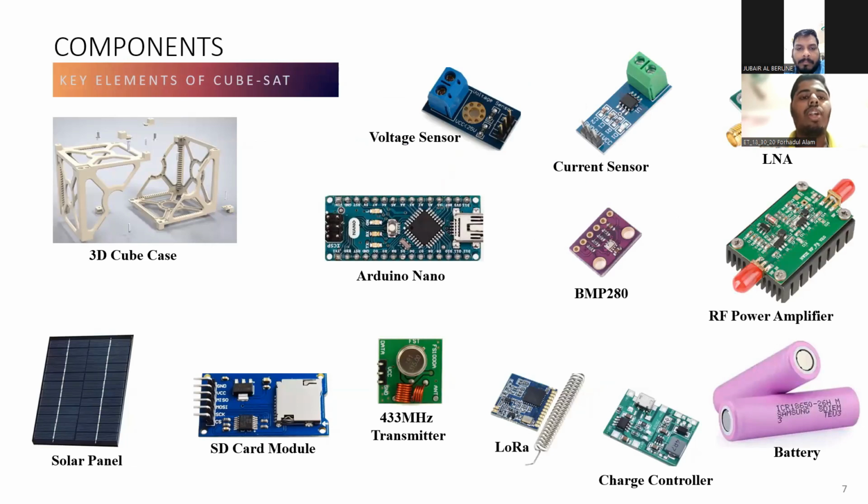Here we can see the components we used to build our satellite. Here we also use Arduino Nano, and we use various sensors like current sensor, voltage sensor, amplifiers, RF module, and solar panel, etc.